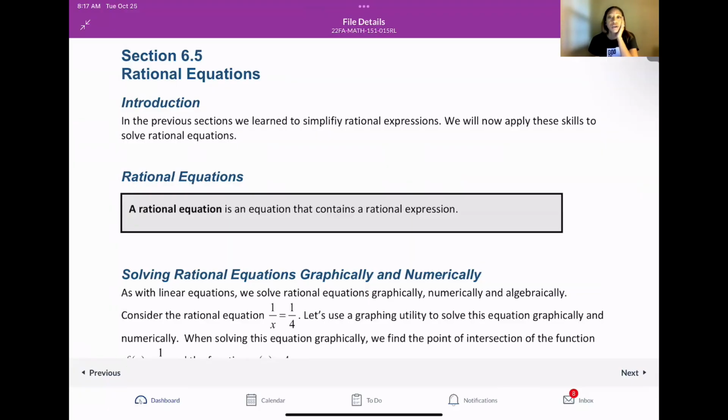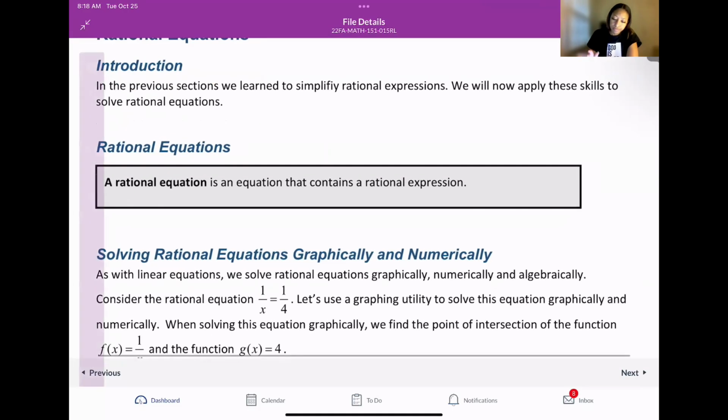If you recalled how you solved equations with fractions in previous classes, solving these equations with rational expressions will work out similarly. So we'll start off by looking at solving graphically, numerically, and then talk about how to solve algebraically using the LCD or other techniques.